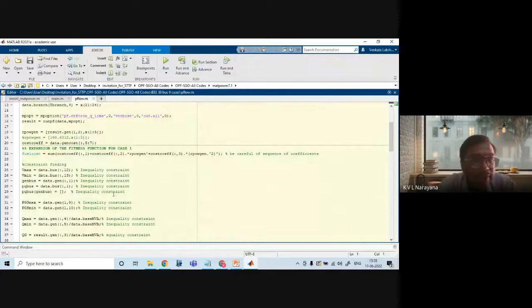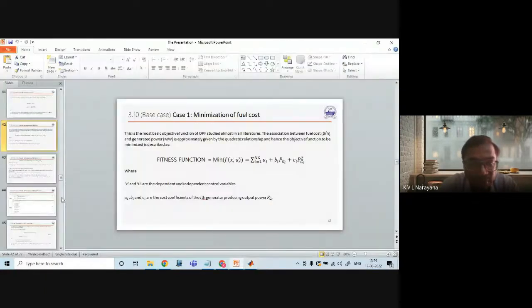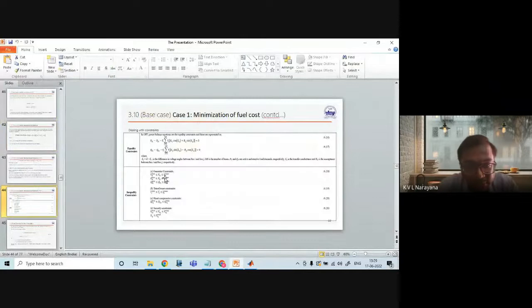Now we have to add the penalty. I already mentioned what is the importance of penalty. So all the penalty, so you can see in the constraints, these are the constraints. There are generator constraints, transformer constraints, shunt compensator constraints, and security constraints. So all these constraints are represented as errors. If there is any deviation, for example, VG1 is less than V minimum, or if VG is greater than V max, that is the constraint violation.